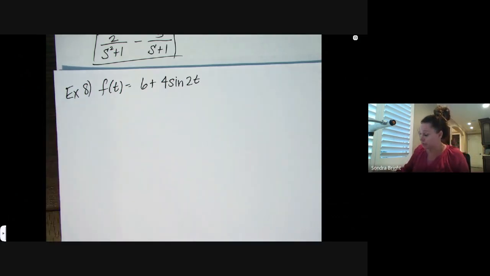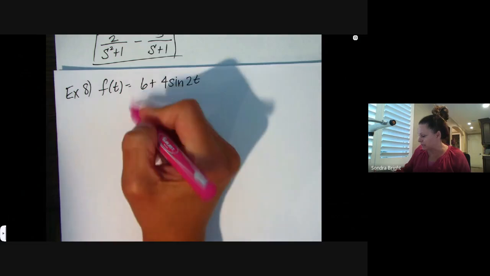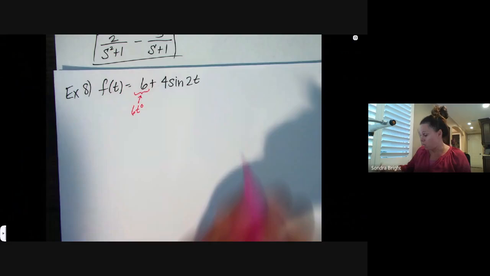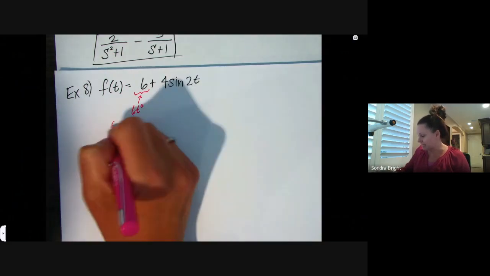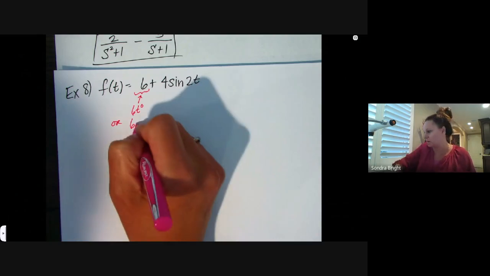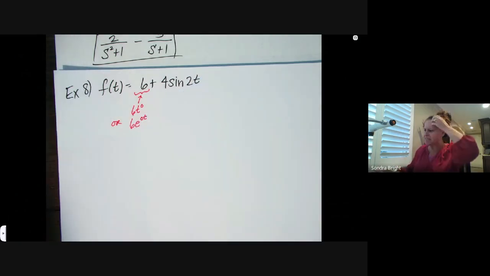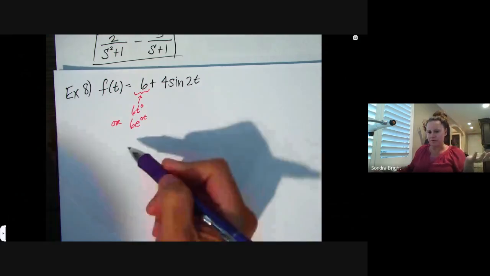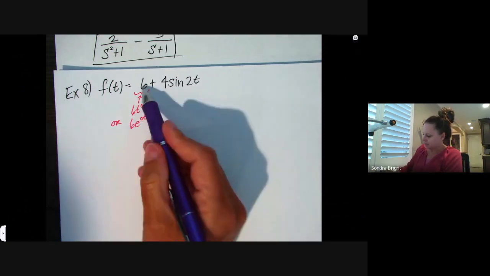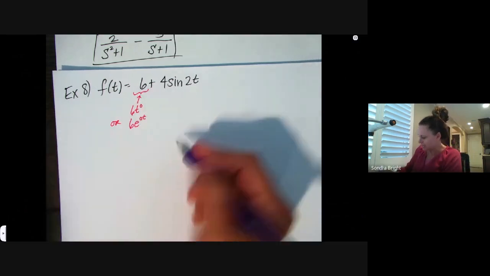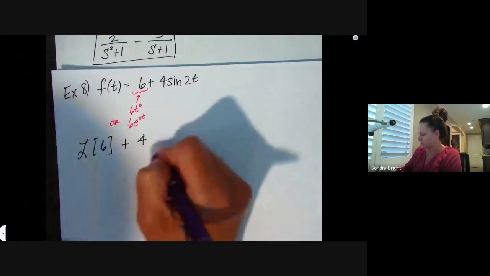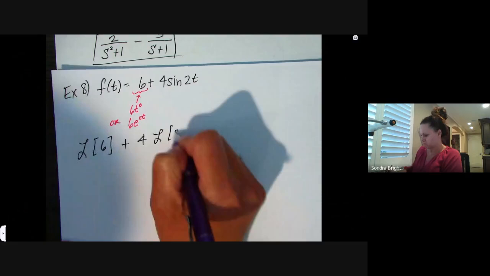You can either consider 6 to be 6 times t to the 0, or you can say it's 6 times e to the 0t. Either way, it's just 6 times 1, and you'll end up with the same thing: 1 over s times 6. And so your Laplace transform of 6 plus 4 times the Laplace transform of sine of 2t.